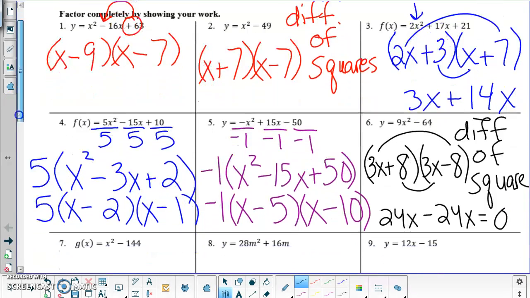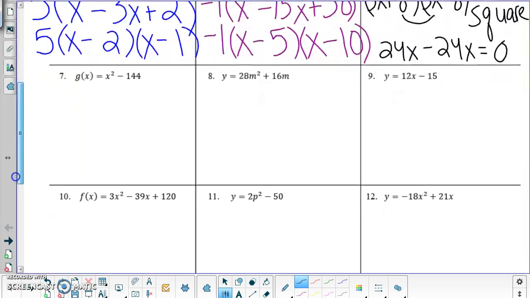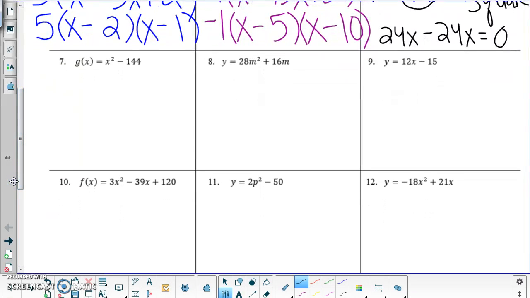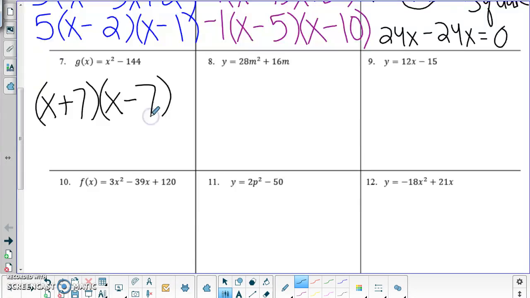Okay, let's move on to number 7. This is another difference of squares. So I'm going to factor it into x and x. The signs have to be one plus and one minus. The square root of 144 is 12. So x plus 12, x minus 12, you're done. Remember, the inners make 12x. The outers make negative 12x. That makes 0. That's why there's no middle number.